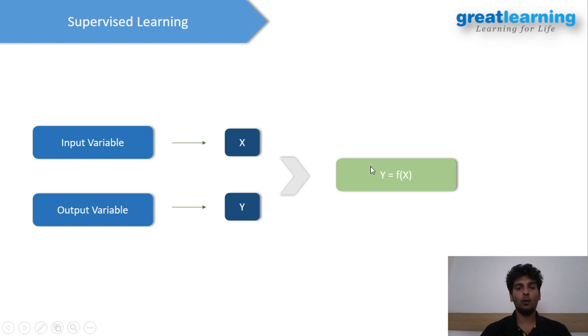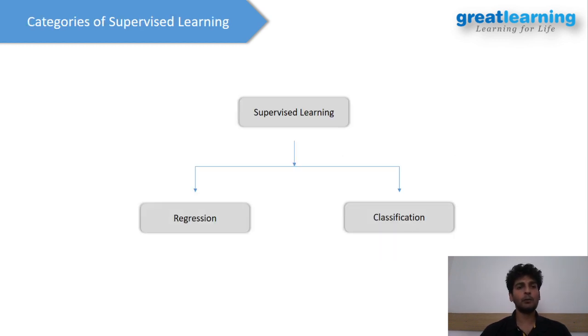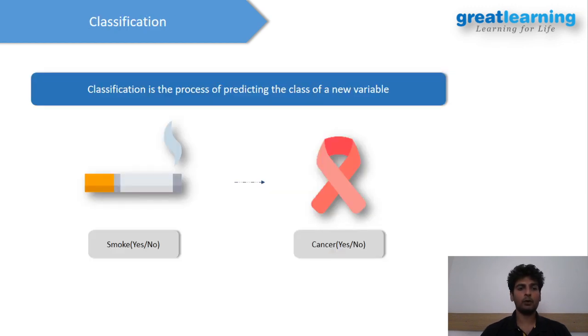So this, what you see, Y equals f(X). Over here, Y would be the dependent variable and X would be the independent variable. And we are trying to determine, does Y vary with X or not? Again, supervised learning can be broadly categorized into regression and classification. We'll start off with the first one, which is classification. As you see over here, classification is basically the process of predicting the class of a new variable.